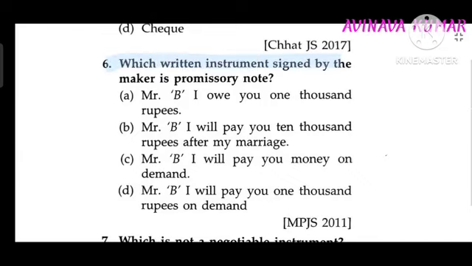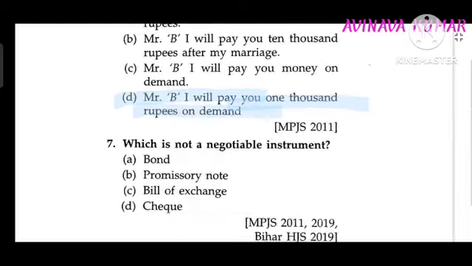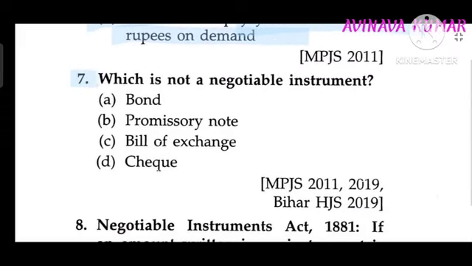Which written instrument signed by maker is a promissory note? Mr. B, I will pay you 1,000 rupees on demand, which is not a negotiable instrument. Bond.